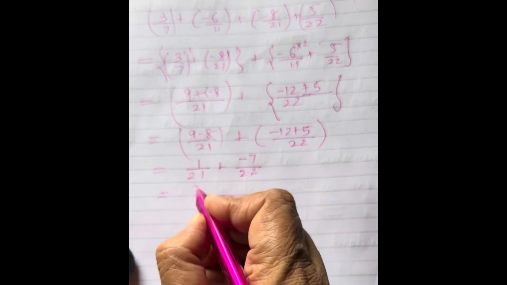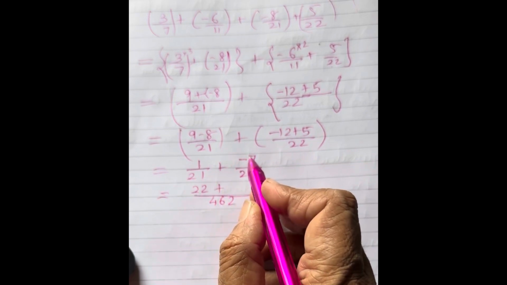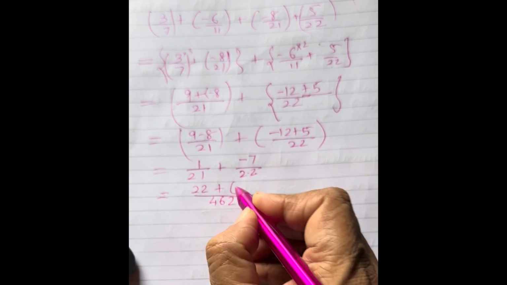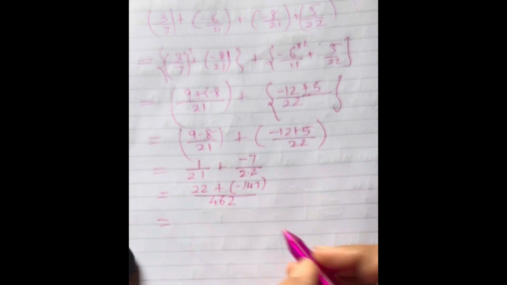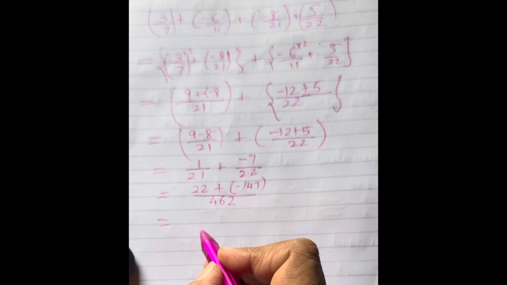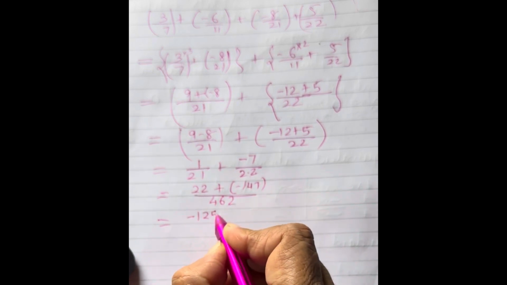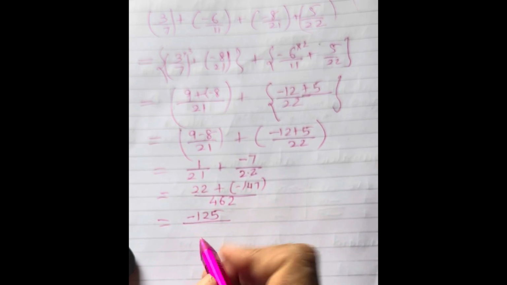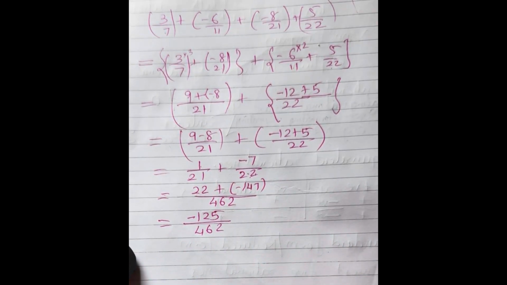So 22 will be multiplied with 1. So 22 into 1 is 22 and 21 will be multiplied with 7. Right? So it is minus 147. Okay. So 22 minus 147, plus minus will be minus. So we subtract and put the sign of greater. So which is 125 upon 462. So your answer is minus 125 upon 462.